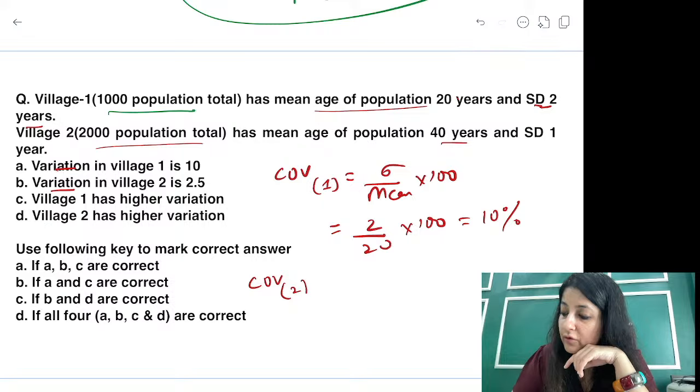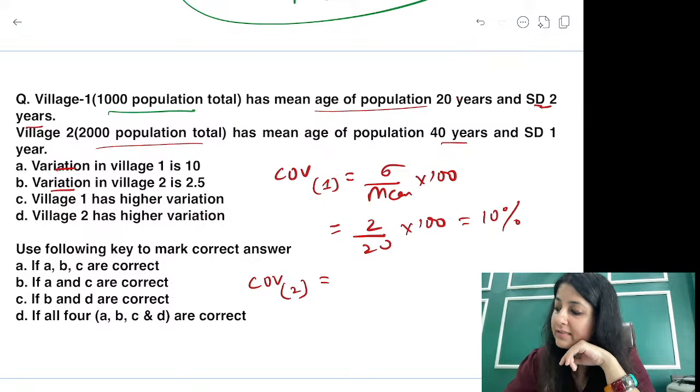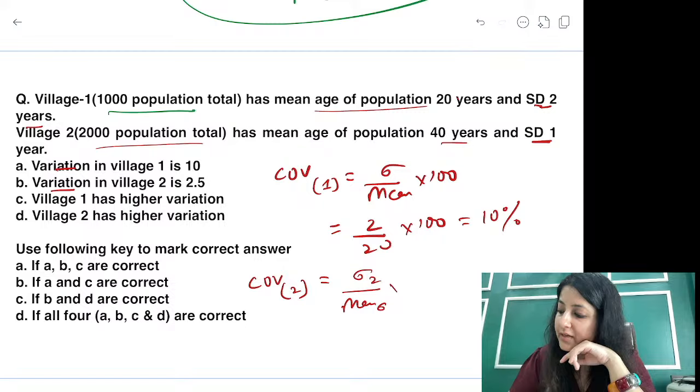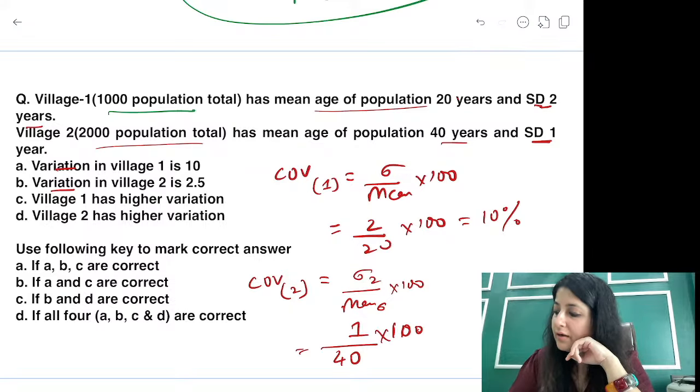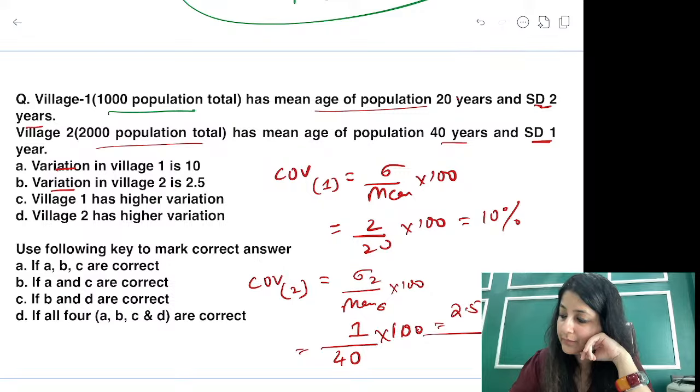Coefficient of variation for village 2, guys. What is the standard deviation? Here also you will write standard deviation upon mean into 100. That means the standard deviation is 1, and the mean age is 40, into 100. So how much is this going to come out to be? How much is the second one coming? It will come to 2.5%. Okay?